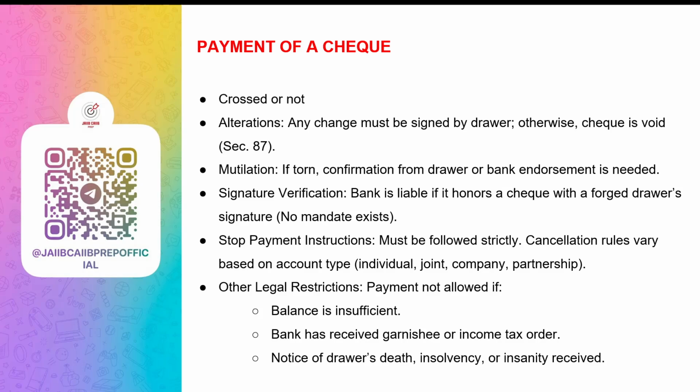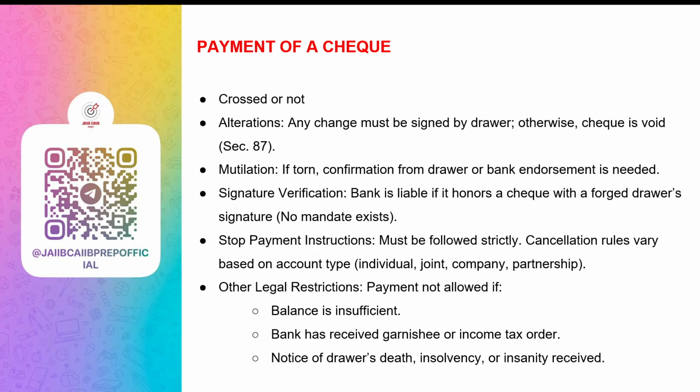Crossed or not. The bank also checks whether the check is crossed or not. Crossed checks cannot be paid in cash and must be deposited into a bank account. This is a security feature, and we will discuss all the types of crossing later. The bank also has to check whether there is an endorsement, and the bank has to verify that endorsement. If the check has been signed on the back and passed on to another person, the bank checks if the endorsement is regular and proper.